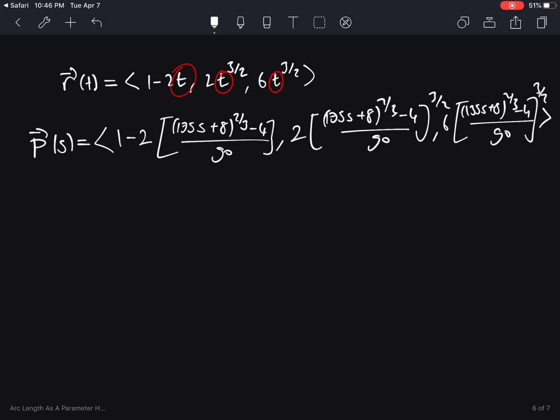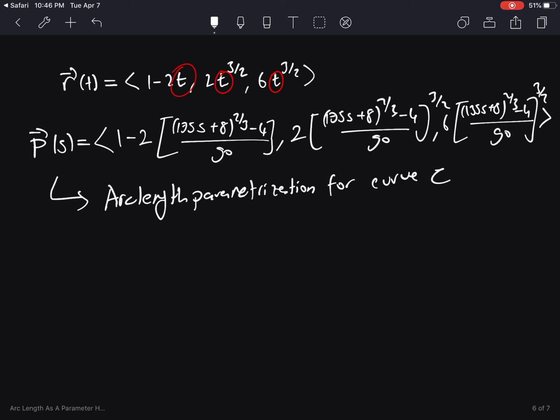Okay, but as you remember, in the first part of the question, it says do not forget to write the boundaries of s. So this is an arc length parameterization for the curve C. But we need to write the boundaries of s here.